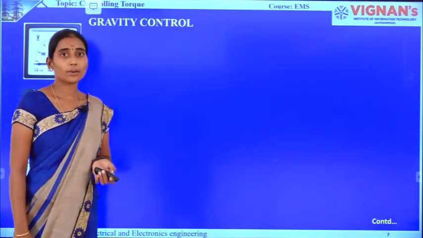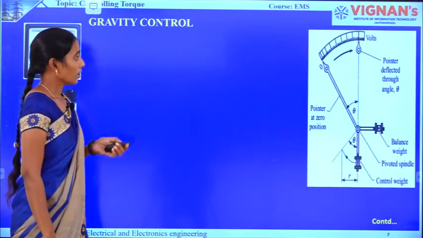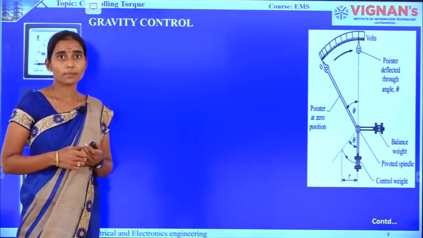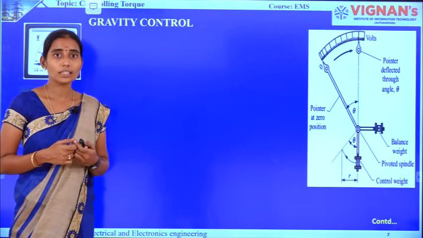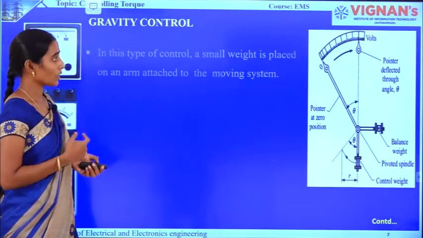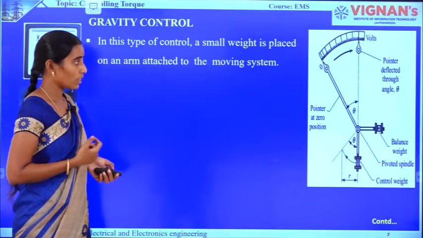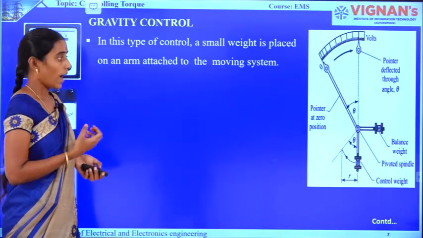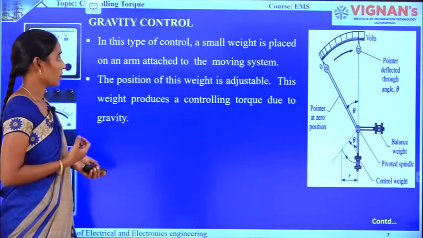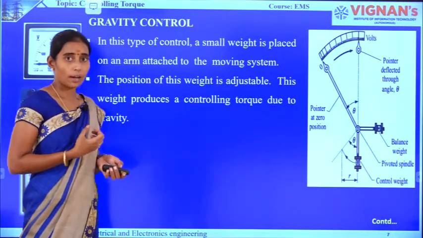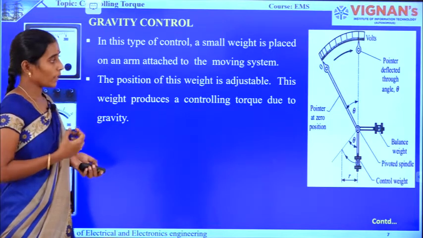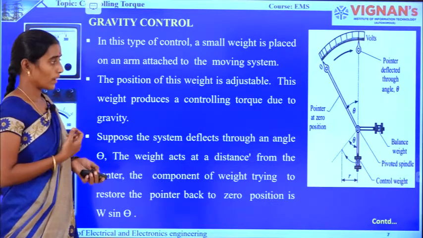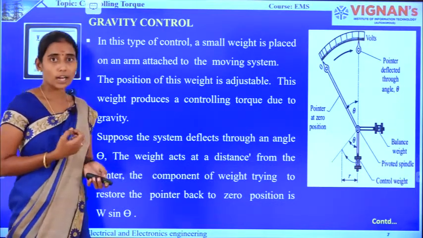So, coming to the gravity control, in case of your gravity control, the control torque is developed with the help of gravity. So, the principle behind your gravity control is based on gravity. That is the schematic of your gravity control, which consists of a spindle, control arms on which the control weights are placed, and a balance weight. The control weights are placed on the arm attached to the spindle, and a balance weight is placed in order to balance the system. The position of the control weights is adjustable, and this weight produces a controlling torque due to gravity.